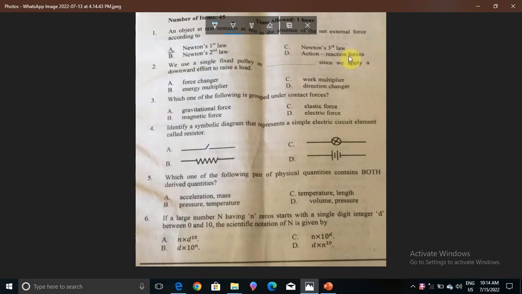Now in question number 2 it says we use a single fixed pulley as dash since we apply a downward effort to raise a load. Okay, here when he said we use a single fixed pulley as dash since we apply a downward effort to raise a load, that means it is a work multiplier, right? It is a work multiplier.